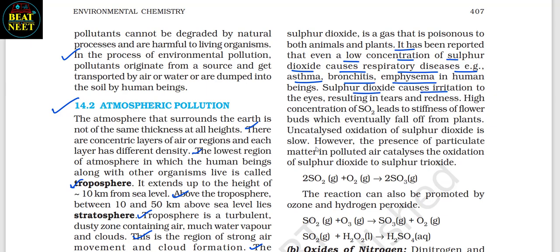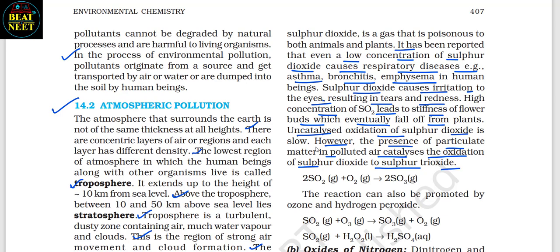Sulfur dioxide causes irritation to the eyes, resulting in tears and redness. High concentration of SO2 leads to stiffness of flower buds, which eventually fall off from plants. Uncatalyzed oxidation of sulfur dioxide is slow. However, the presence of particulate matter in polluted air catalyzes the oxidation of sulfur dioxide to sulfur trioxide.